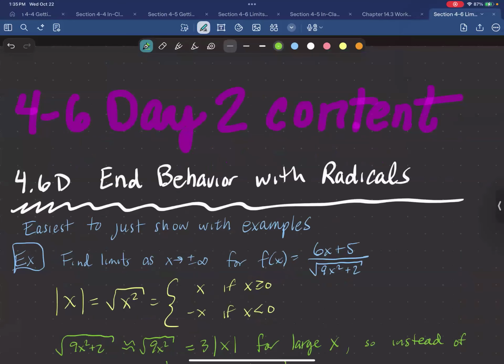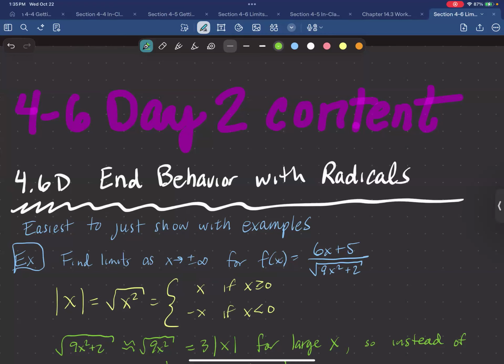Everybody, welcome back. We're going to continue 4.6. This is the day you're not going to like. This is maybe one of the days that is your most unfavorite. Your most disliked days, because we're graphing today a lot.